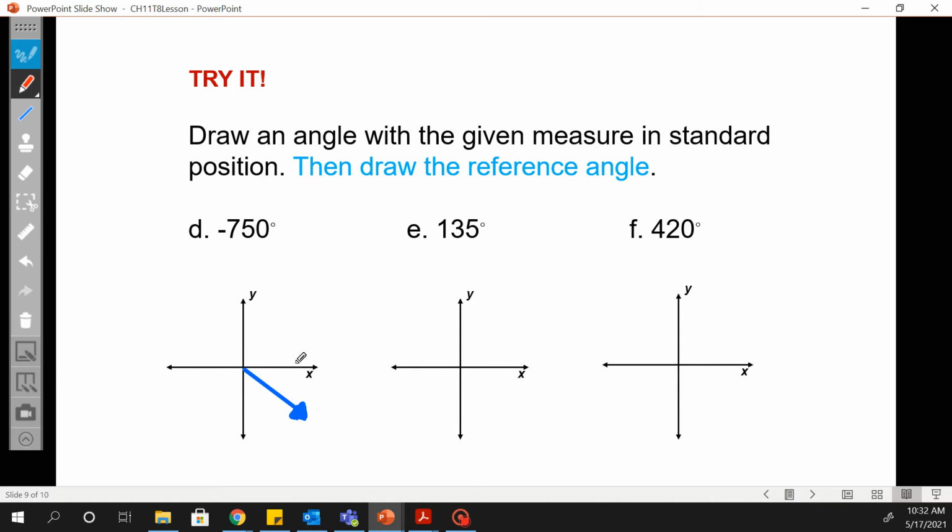Now, this is negative 720, then this is negative 750. This right here is a 30-degree angle. So we have a 30-degree reference angle, and that's in quadrant 4.